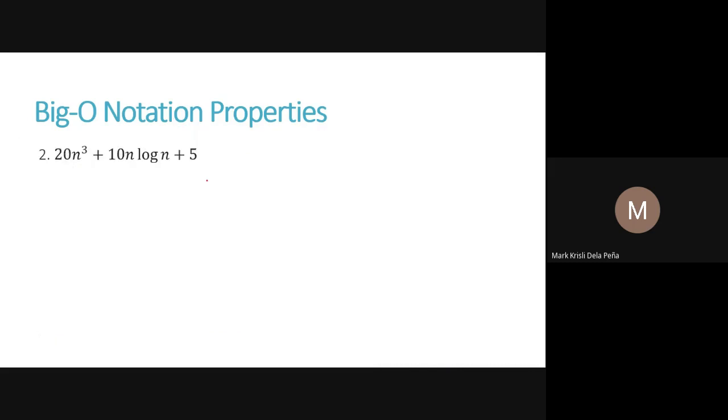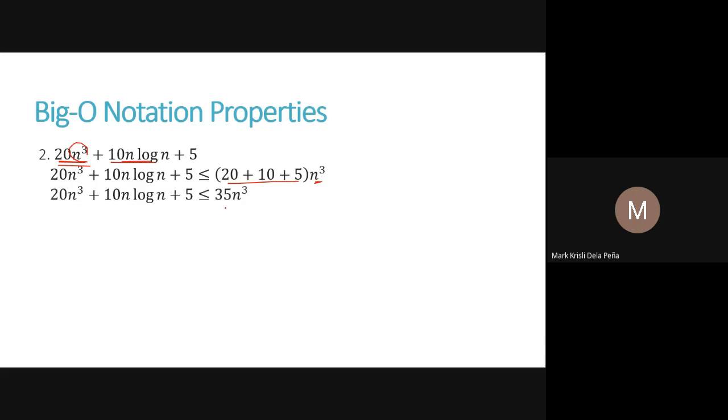Now you have different terms here, n log n and n cube. If you check which has the largest growth rate, I'll check our previous table. N cube actually has larger growth rate compared to n log n. So our big O will be n cube. That will be our g of n, and our c will be the sum of the constant coefficients of all the terms. So that's equal to 35. This will be our c g of n, where our g of n is n cube.